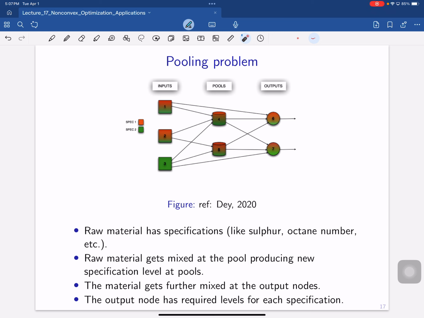Yeah, so this is basically the summary of the specification of the pooling problem. The raw material have some specification. You do know the concentration of the raw materials, things like sulfur, octane number, and so forth. And then the raw material gets mixed at the pool, producing different specification level. And the material gets further mixed at the output nodes, right? And then in the output nodes, you are going to make your final products. They have different concentration specifications, okay?